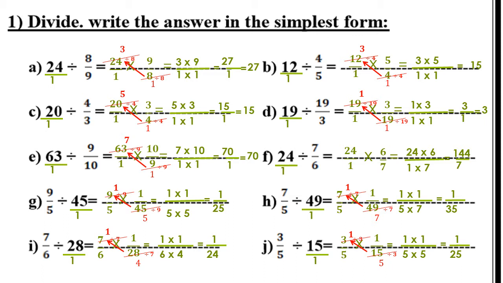3 over 5 divided by 15. 3 over 5 times 1 over 15. 3 and 15 are together in table 3, divided by 3 up and down. 3 divided by 3 is 1. 15 divided by 3 is 5. So it's going to be 1 times 1 over 5 times 5, which is 1 over 25.